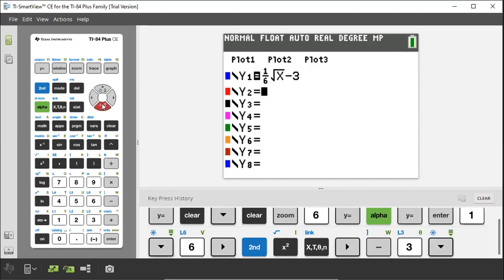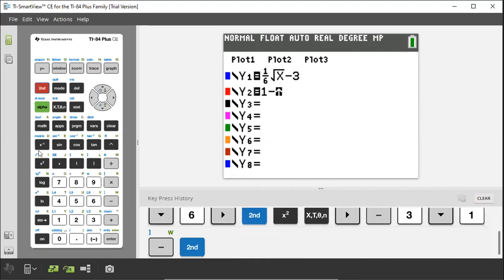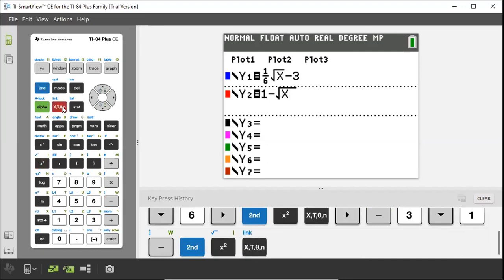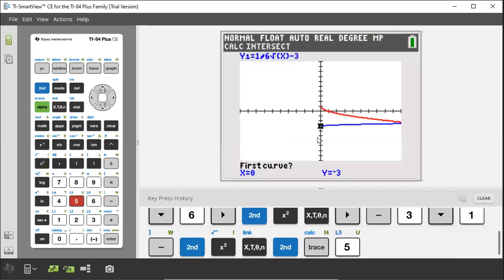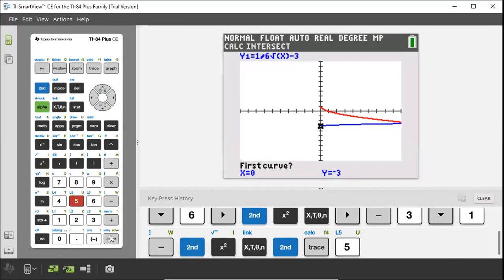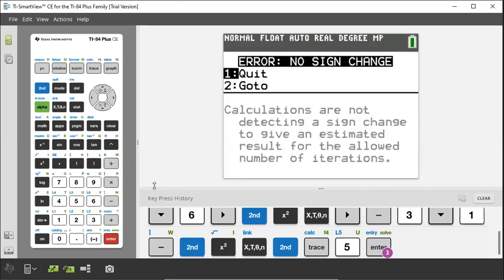Okay, now that I've entered the left-hand side, I drop down to y2, and I enter the right-hand side of the equation. And the right-hand side was 1 minus the square root of k. So square root, I replace the k with an x. Now I'm ready to go. Now, if I graph this, if I go second trace, the intersect is 5, right? Now you can see the intersection looks like it's over here, but I'm not really sure if the window is large enough. Now, if I press enter, first curve, second curve, enter, guess, enter, I get an error message.